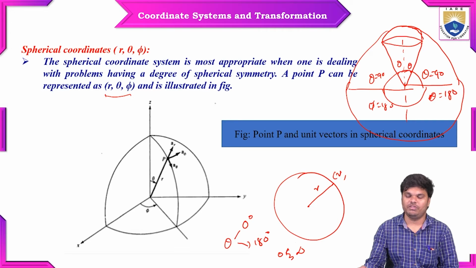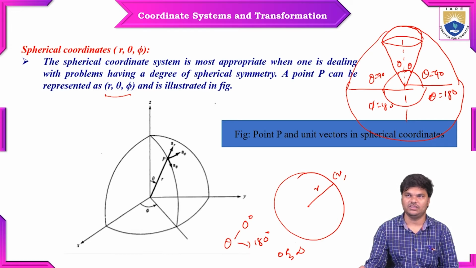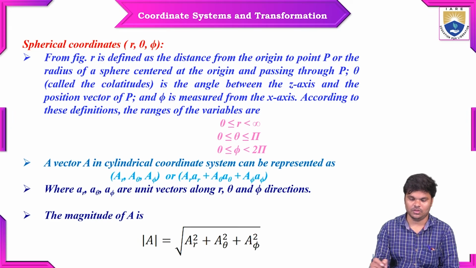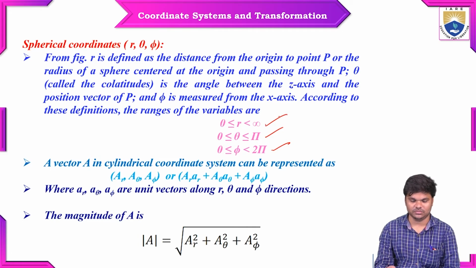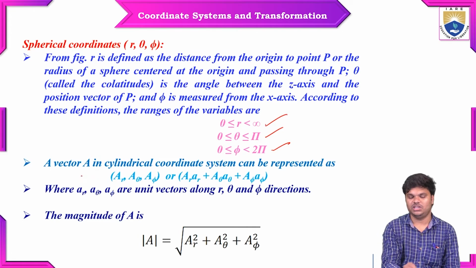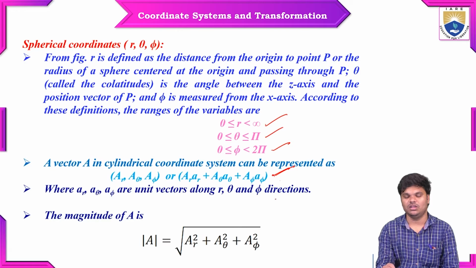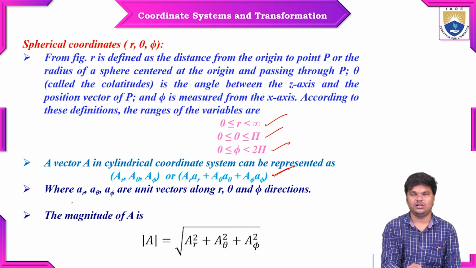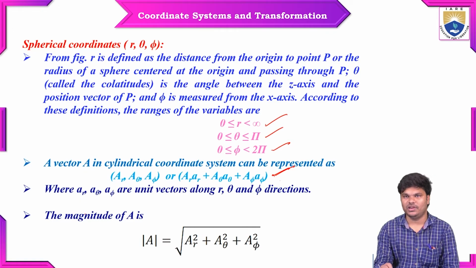And from our previous coordinate system, we already know the range of psi. The range of psi is 0 to 2 pi, theta is 0 to 180, r is 0 to infinity. This is how we represent a vector in a spherical coordinate system, where A_r, A_theta, and A_phi are the unit vectors along r, theta, and psi. Here also, if you take any two unit vectors along different axes, then they are perpendicular to each other.